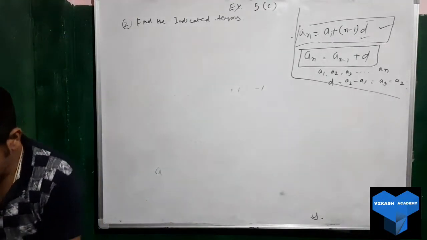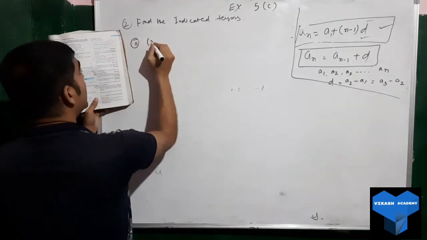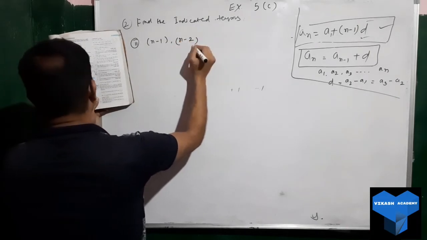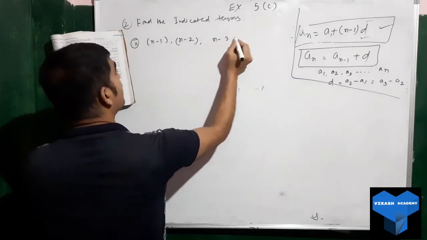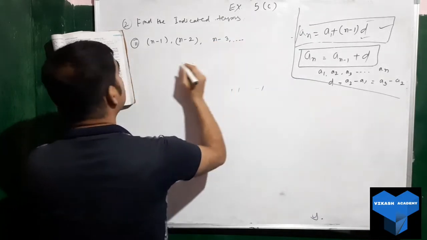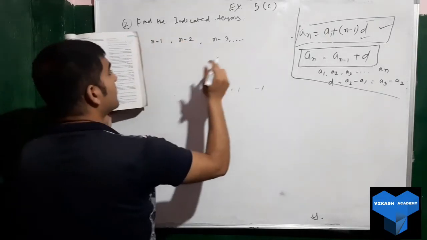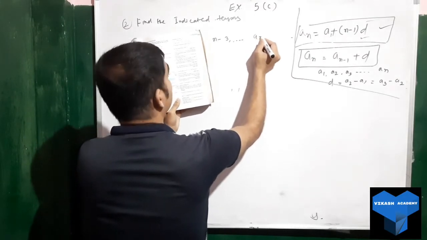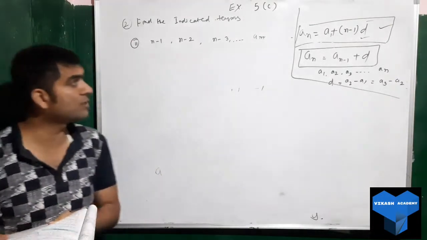We have the question here, subdivision 2: n minus 1, n minus 2, then n minus 3, and we have to find what? We need to find the mth term. No need to put it in brackets, it's not given in brackets, or you can write it also, no problem. So n minus 1, n minus 2, n minus 3, and we need to find the AM term.